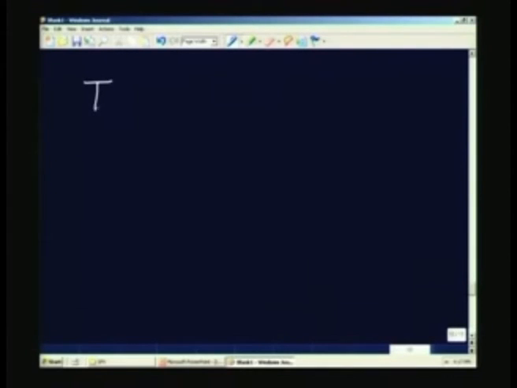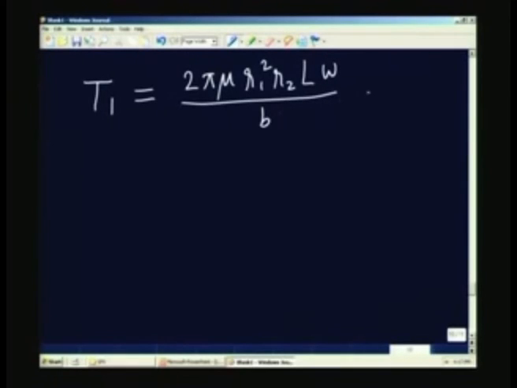So, T1 is equal to 2 pi mu R1 squared R2 L omega divided by B. We will call this expression number 1.